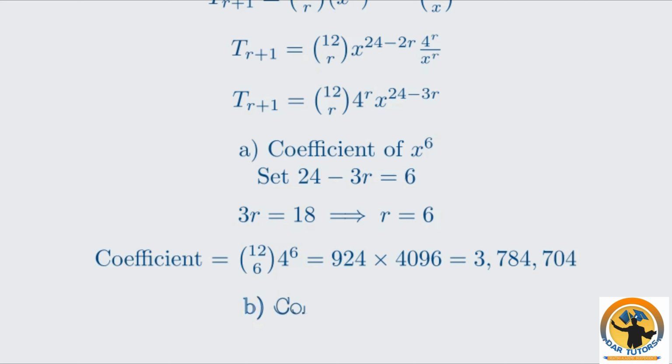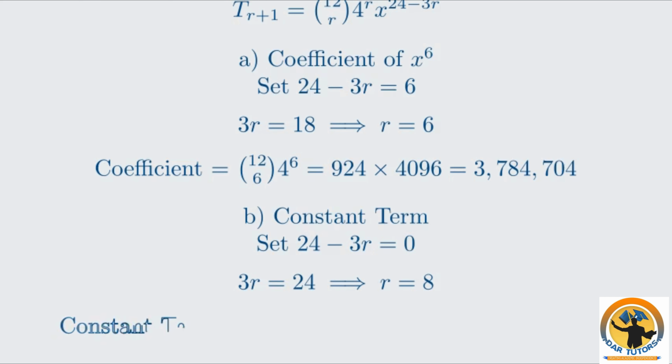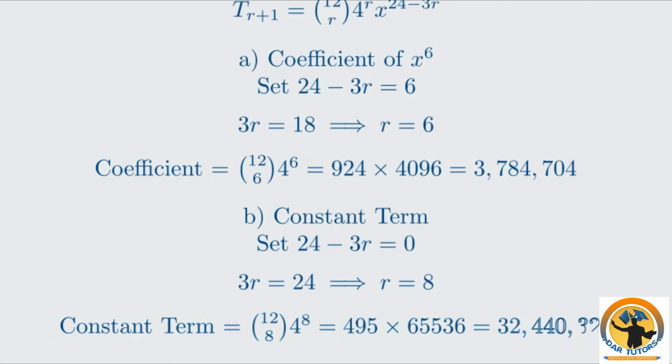For part B, we want the constant term. A constant term is one where the power of x is 0. So we set the power of x in our general term to 0. Solving for r, we get 3r = 24, so r = 8. This is the ninth term. The constant term is the coefficient of this term. The constant term is 12 choose 8 times 4^8. This calculates to 32,440,320.